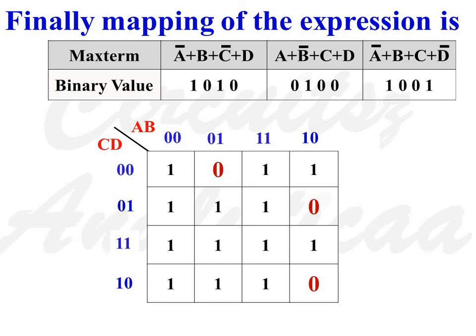So we have entered all the three sum terms with zeros. Fill the remaining cells of the K-map with logic 1. So here we have successfully mapped the given standard POS expression on the 4-variable K-map.